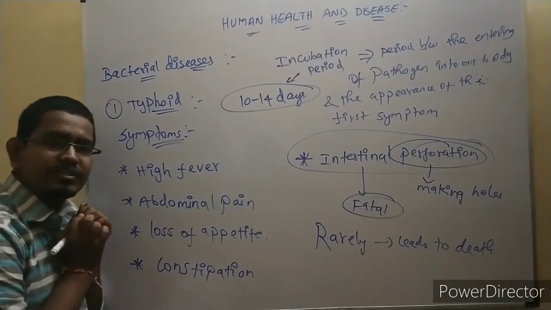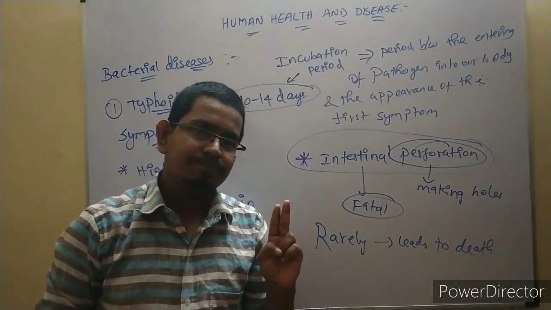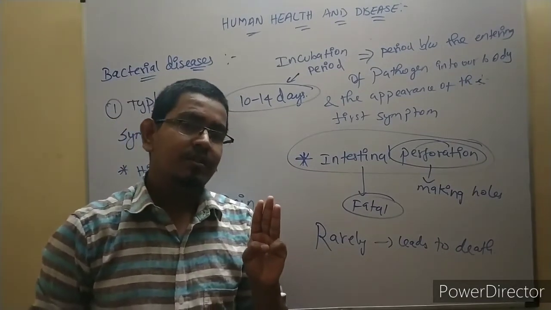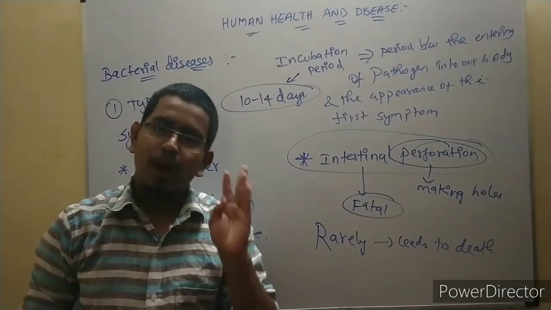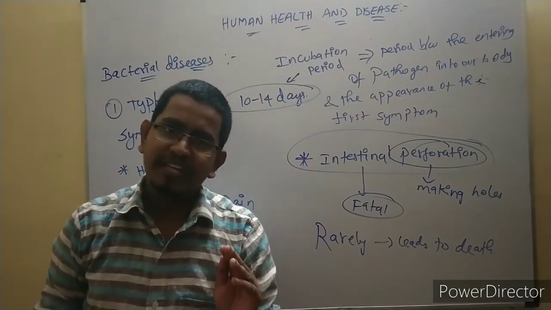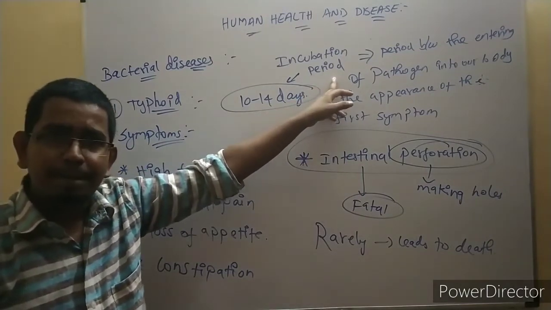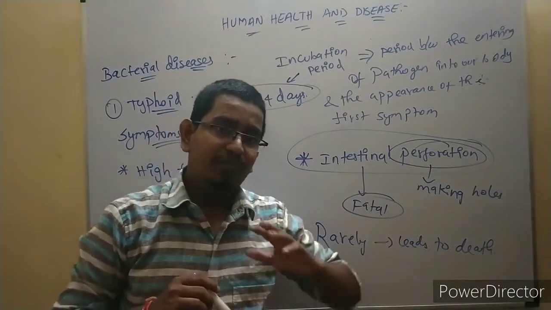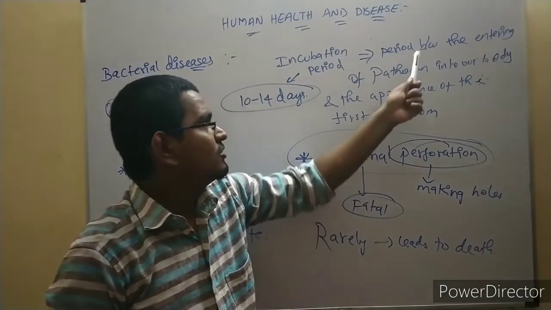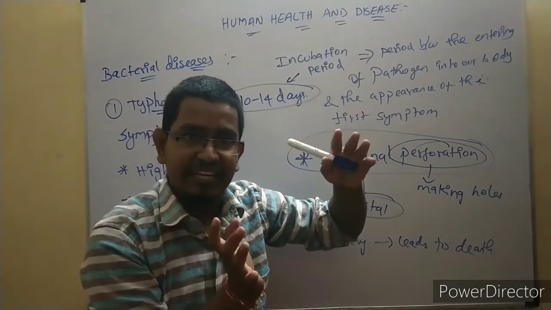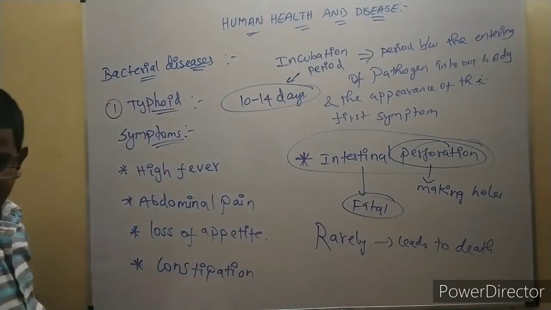So what did we learn in typhoid, students? Typhoid, the causative agent is Salmonella typhi. It is a very important one. How will it be spread? Through contaminated food and water. And we also studied the diagnosis test, the Widal test, and these symptoms. What are the symptoms? High fever, abdominal pain, constipation, loss of appetite. If not treated, intestinal perforation will take place, which is so fatal. And we studied the incubation period, the period between when the pathogen enters the body and shows the first symptom, while it is replicating. That period is known as the incubation period, and it is 10 to 14 days, right?